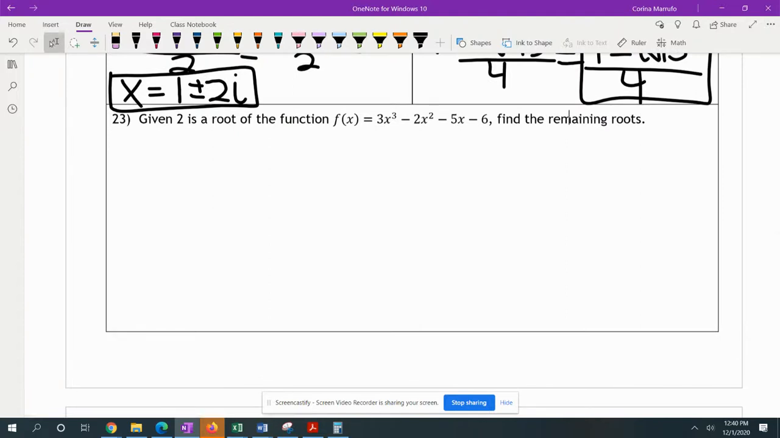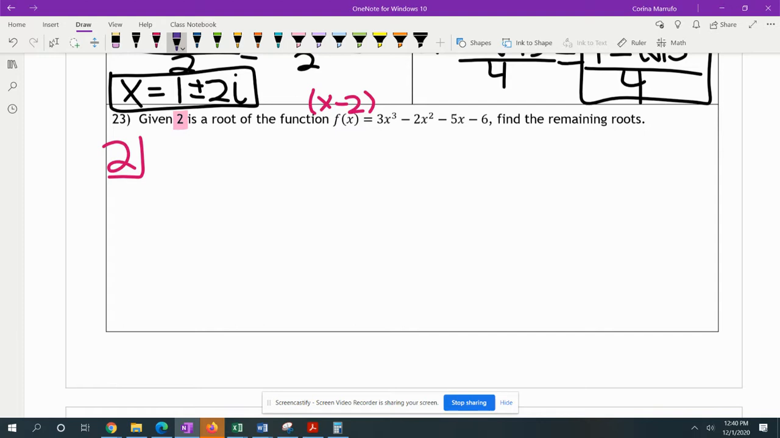All right, the next one, it says, given 2 is a root of the function f of x equals 3x to the third power minus 2x squared minus 5x minus 6, find the remaining roots. So remember, when you're looking for the remaining roots, you first start off with synthetic division. So if 2 is a root of this function, that's what's going to go in the little box as your root. Remember, because 2 is a root, that means that your factor is x minus 2.